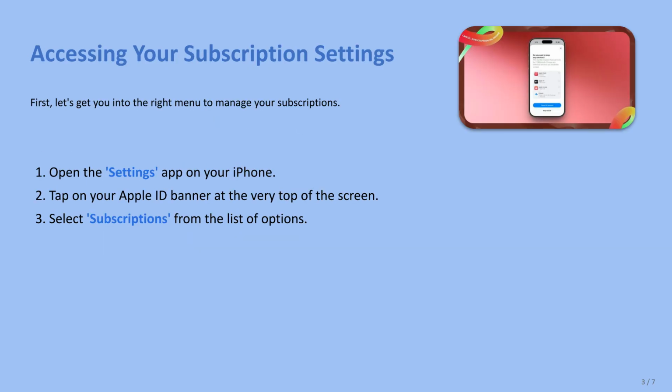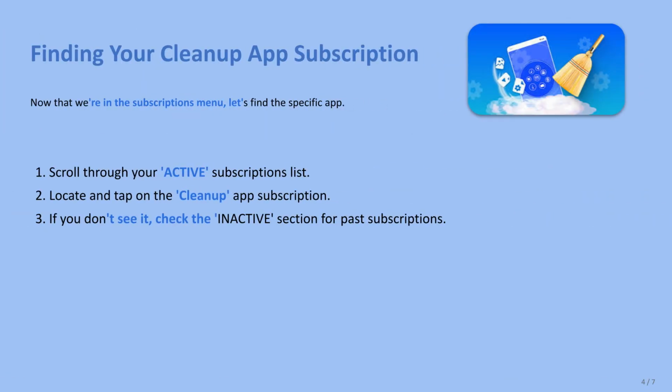To get started, open the Settings app on your iPhone. Tap on your Apple ID banner at the top of the screen, then select Subscriptions from the list of options. Once you are in the Subscriptions menu, scroll through your active list to find the Cleanup app. If you don't see it, check the Inactive section for past subscriptions.